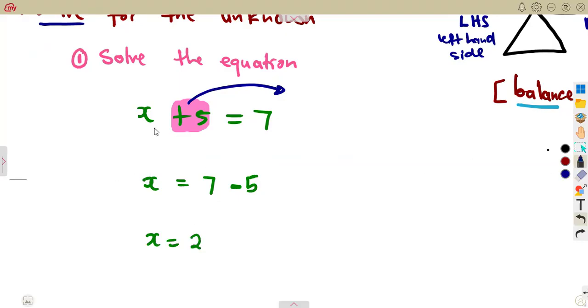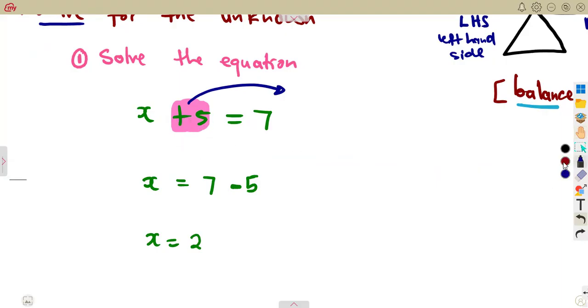Just like that. So you can even check: if x is a 2, then 2 plus a 5 is equal to a 7. 7 is equal to 7, which is true. So we can solve these equations using this concept. Just to remove a number, it must be taken to the other side of the equation. From x, this number is being added or subtracted.